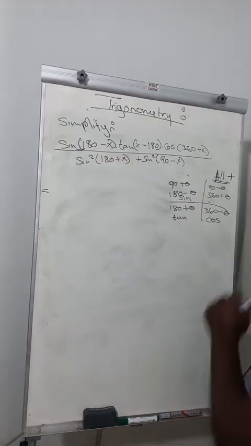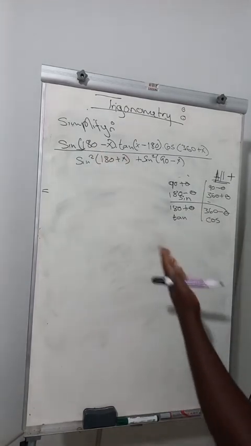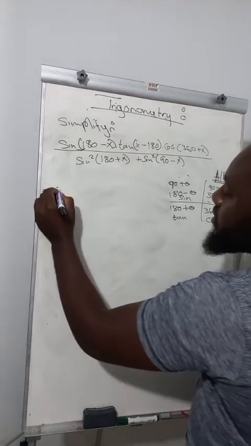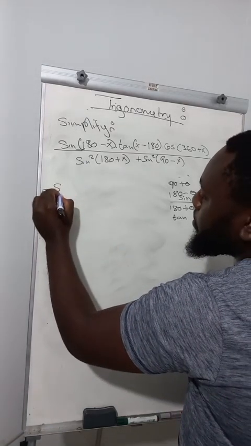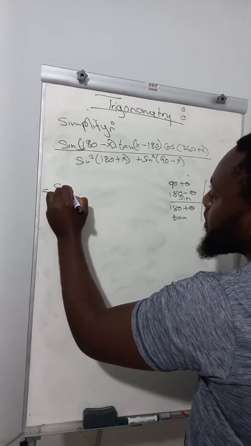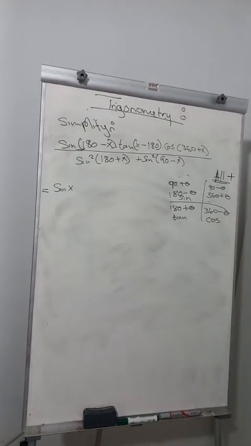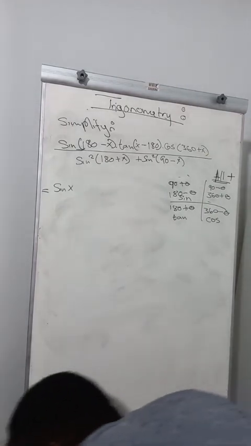180 minus what? It's saying 180 minus an x. So if it's saying 180 minus an x, it means you just have a positive sign, because within the second quadrant, the sign is positive.